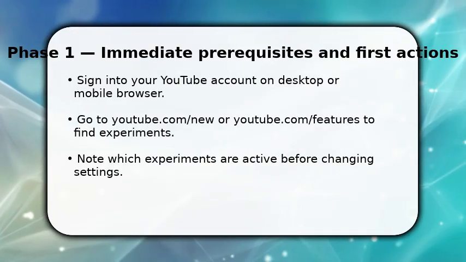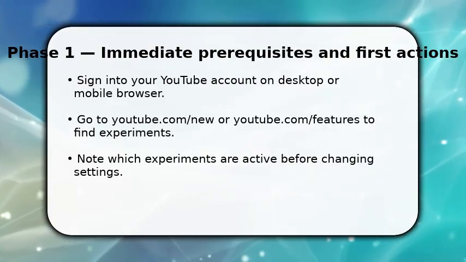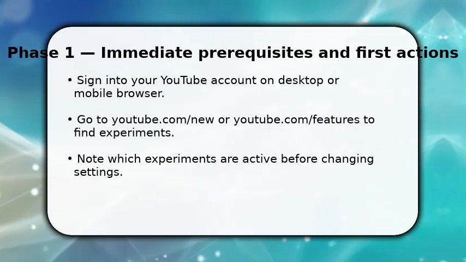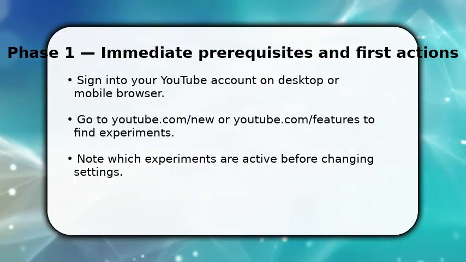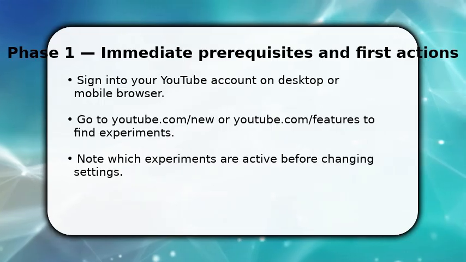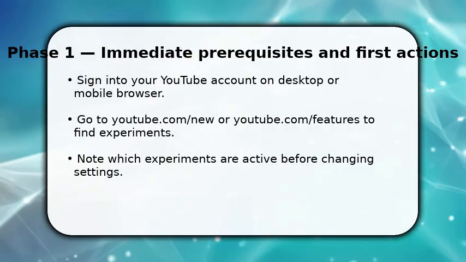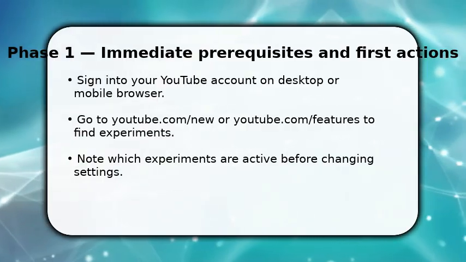You start by signing into YouTube. Use a desktop browser for full controls. Navigate directly to YouTube.com/new or the experimental features page to list active tests. Once there, scan the list and make a quick note of any experiments you currently see enabled. This helps revert later if needed.